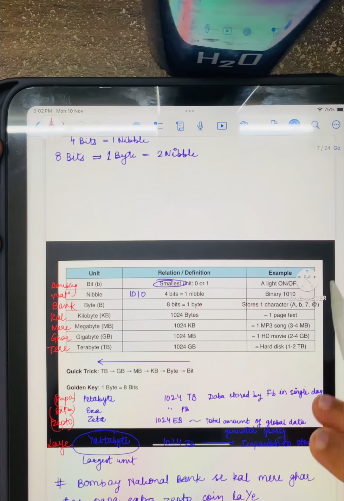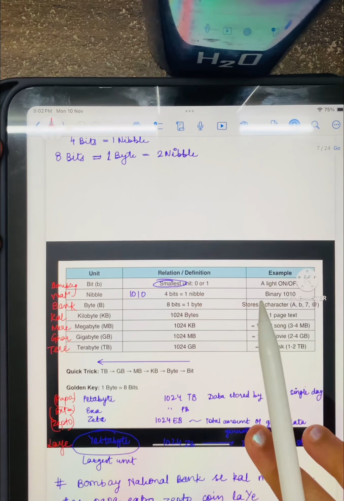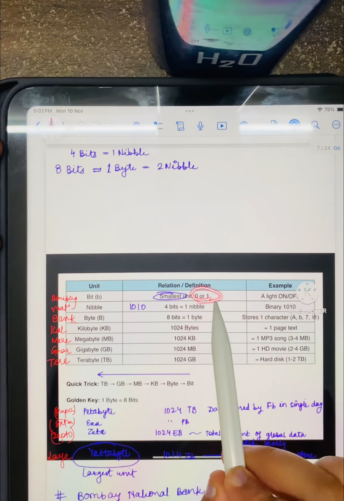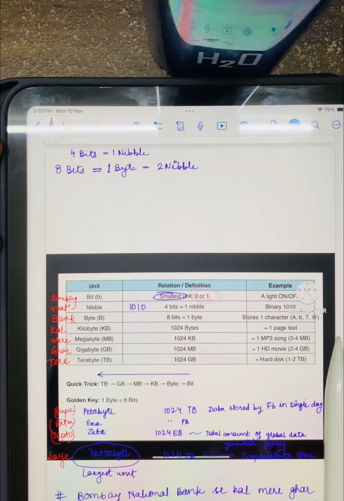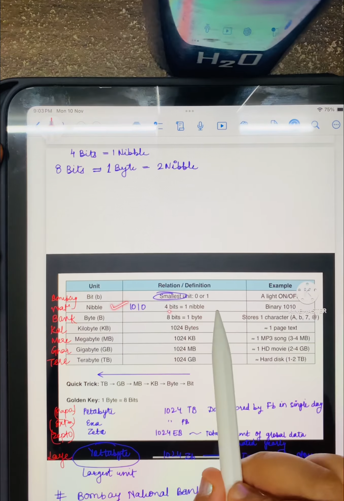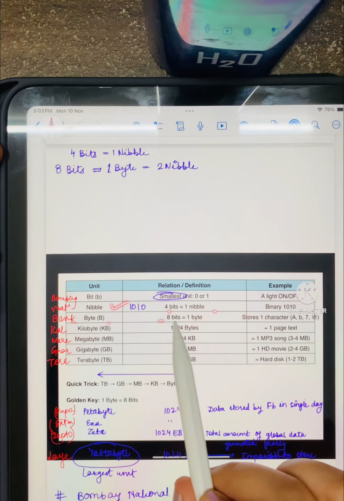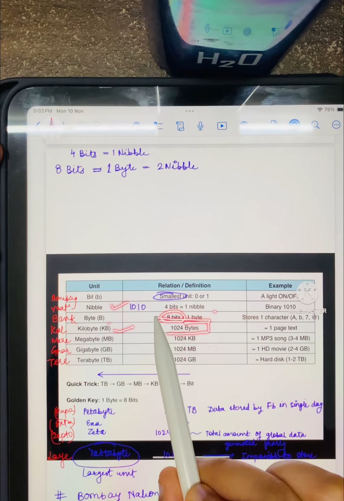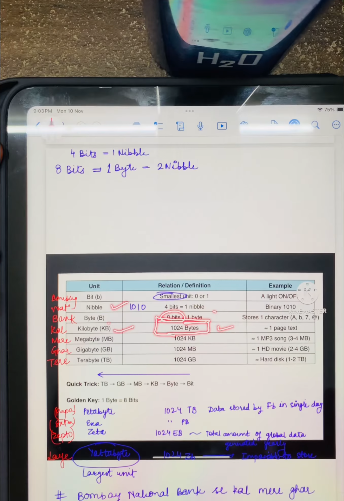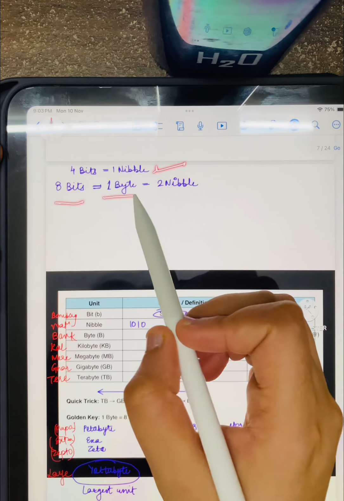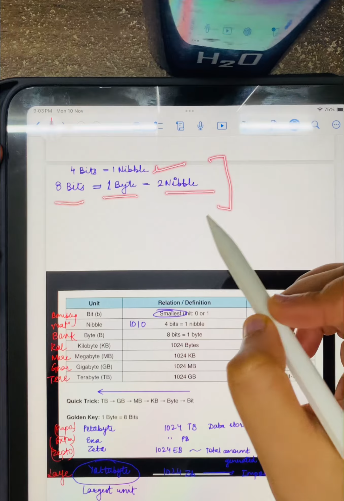So I'll make you understand this table first. 1 bit, which is the smallest unit, which can be measured in 0 or 1. Second is the nibble. 4 bits equals 1 nibble. Byte, 8 bits equals 1 byte. Kilobyte has 1024 bytes. You have to learn this table. It is asked several times. 8 bits equals 1 byte equals 2 nibbles. I have written this for your convenience.